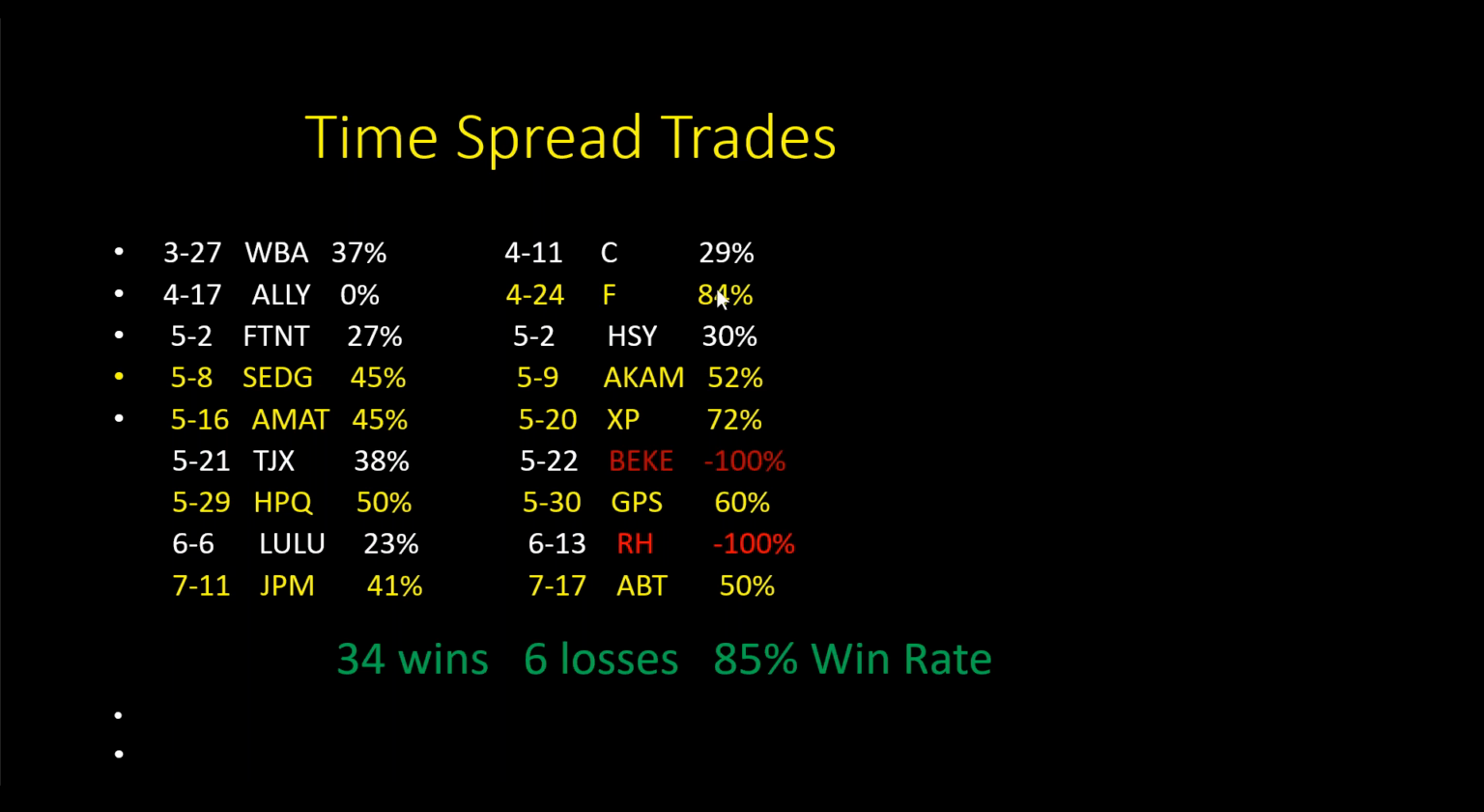But this was Ford, 84%, Akamai, 52%, XP, 72%, Sedge, 45, AMAT, 45, HPQ, 50. Again, big gains here. It's the Abbott one we just did.